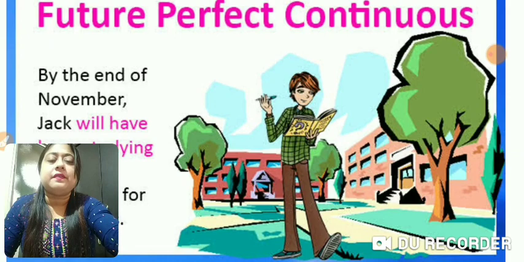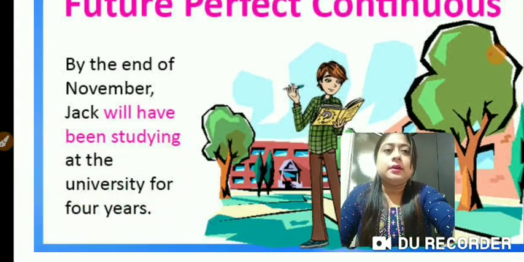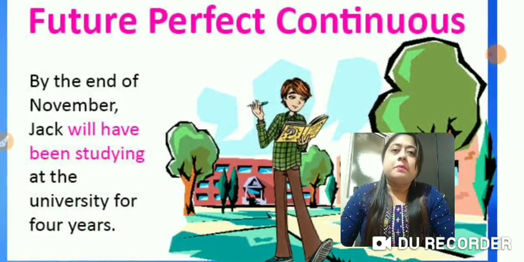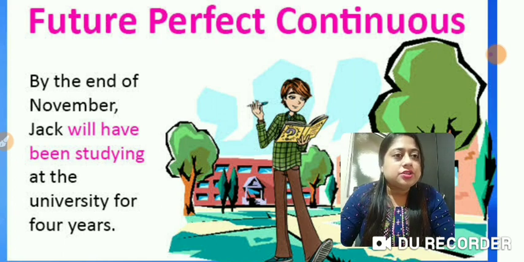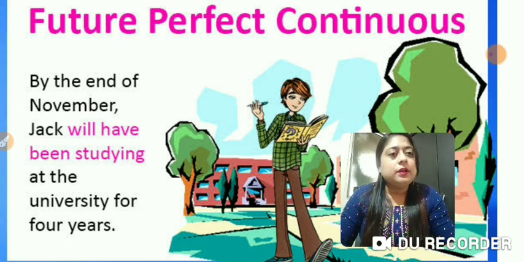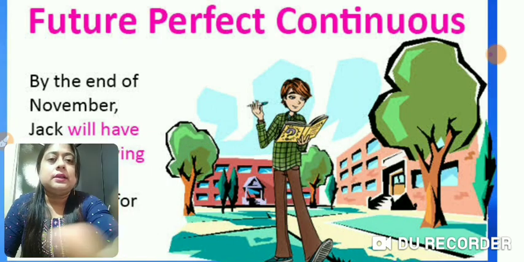Next is future perfect continuous tense. Let us see a sentence. By the end of November, Jack will have been studying at the university for 4 years. Now here we see that we mention the time duration also and the particular time when the action will end. We mention the time period as well as the certain time when the action will come to an end. So let us see its detail.